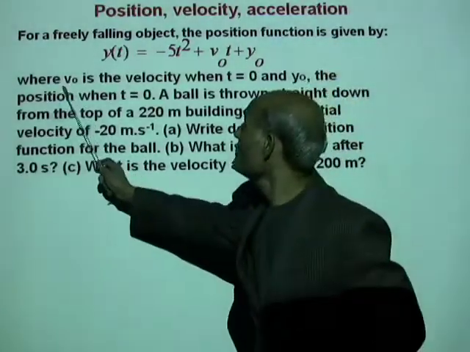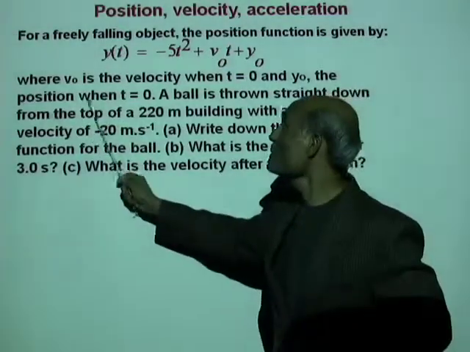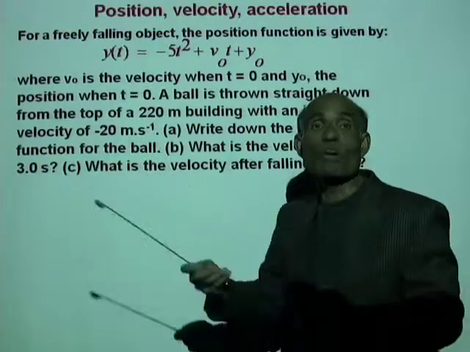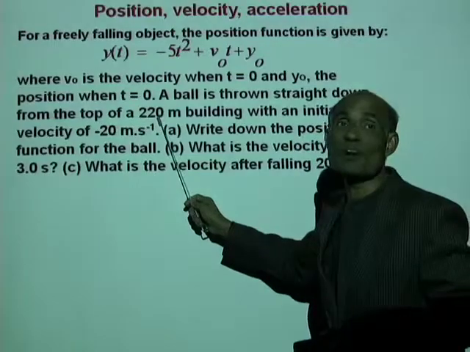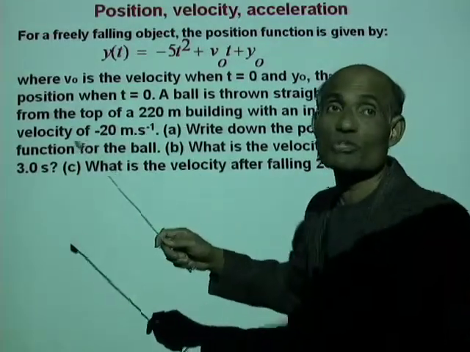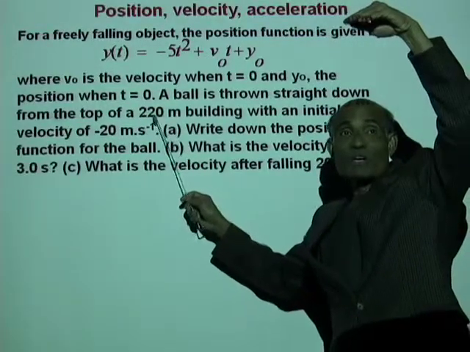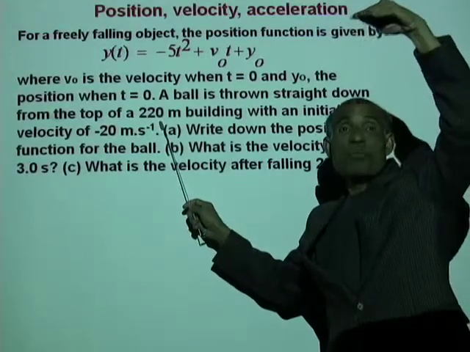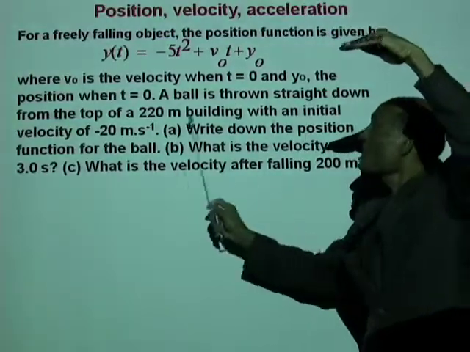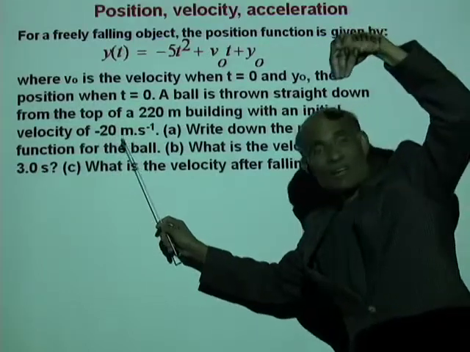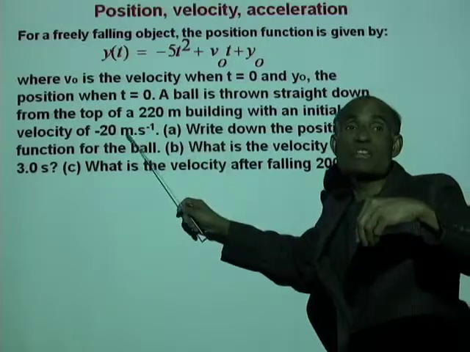v0 is the initial velocity, y0 is the initial position. v0 is the velocity when t equals 0, and y0 is the position when t equals 0, where you start. A ball is thrown straight down from the top of a 220-meter building. So if you go to the top of a 220-meter building and throw a ball straight down, it means y0, the initial y value, is 220 meters. The initial velocity is negative 20 meters per second. Something that is thrown down has a negative value. That means v0 is negative 20 meters per second.